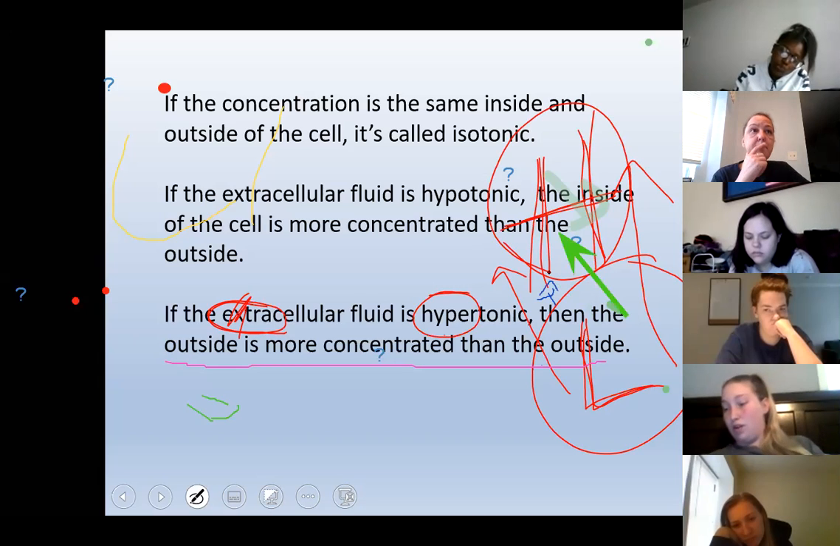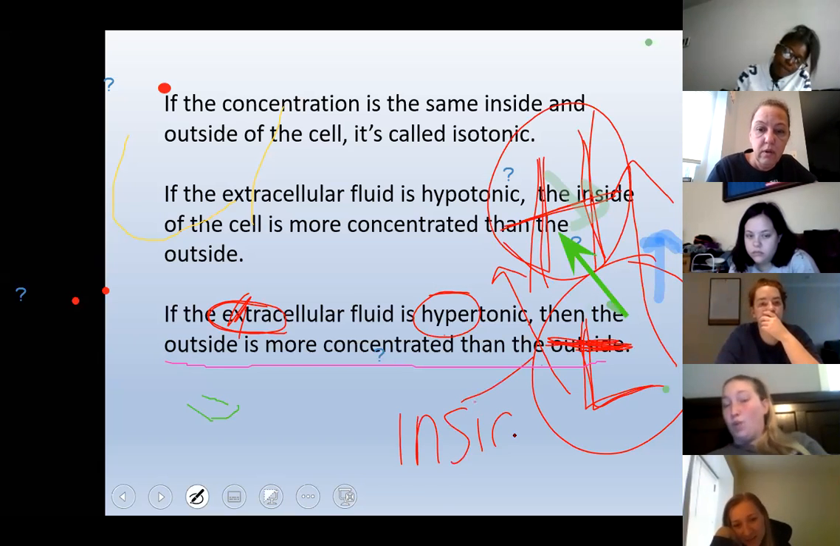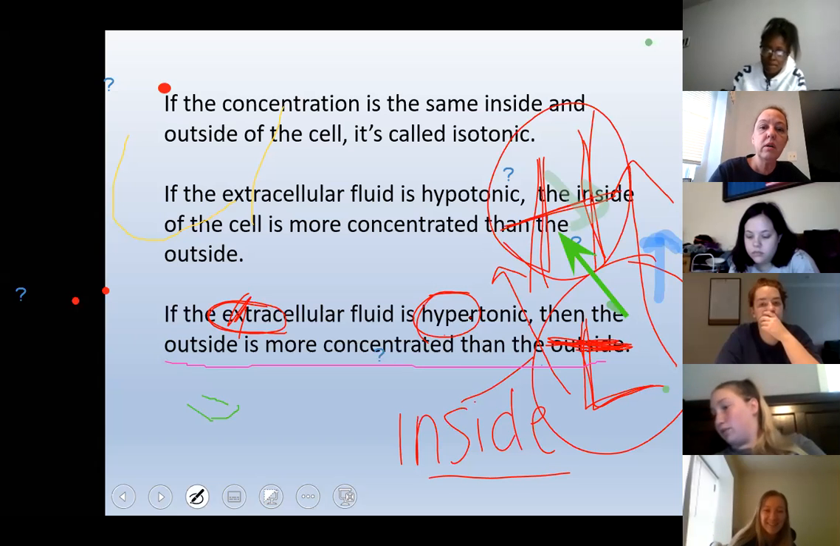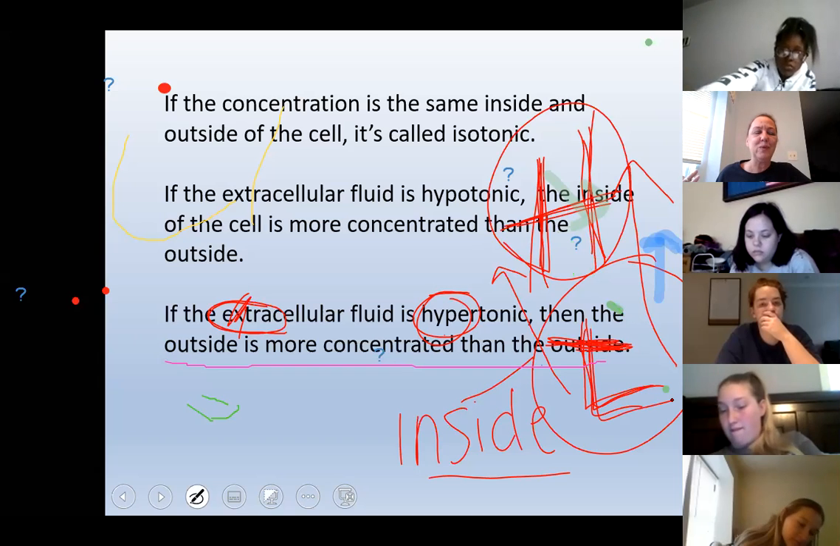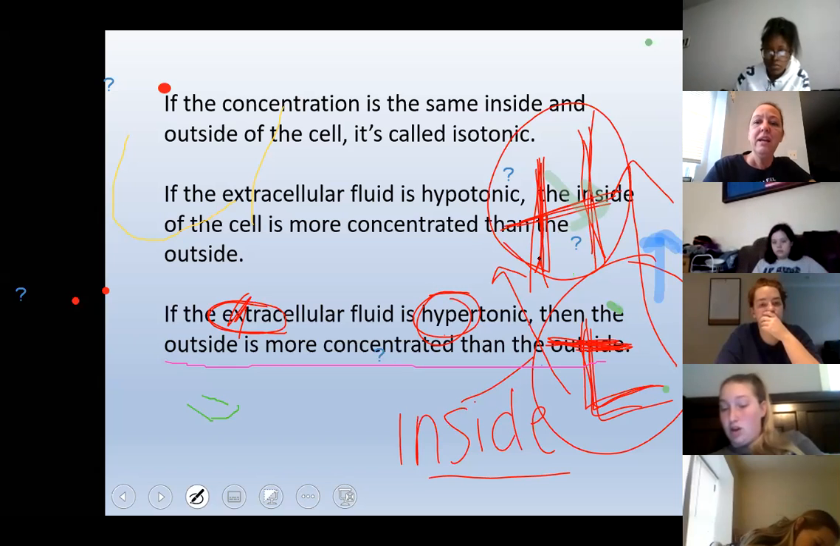I have to move the fluid this way to dilute the higher concentration. Your sentence on the slideshow says the outside is more concentrated than the outside. Oh gosh. Thank you for informing me of that. I didn't even notice. So hyper, the outside is more concentrated than the inside, because the other way doesn't make sense at all. The outside is more concentrated than the inside.